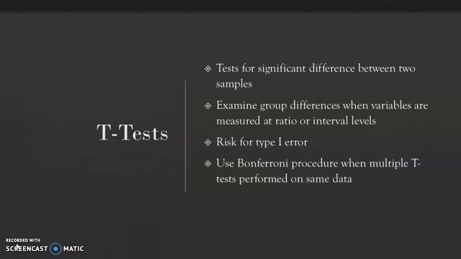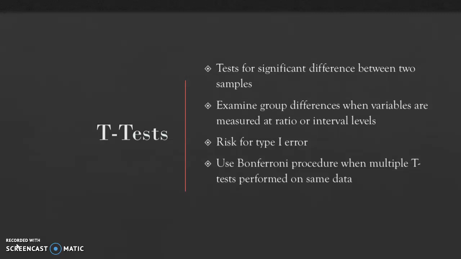One of the most common analyses conducted to test for significant differences between two samples is the t-test. The t-test is used to examine group differences when the variables are measured at the interval or ratio levels. A variety of t-tests have been developed for various types of samples. For example, when independent groups are being compared, the t-test for independent samples is conducted. For paired or dependent groups, the t-test for paired samples is conducted.